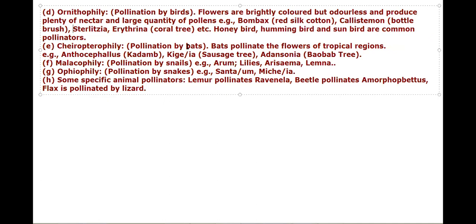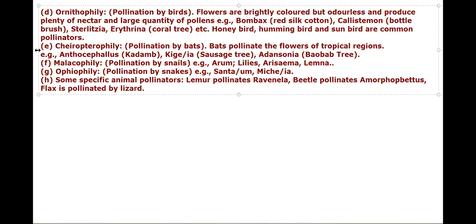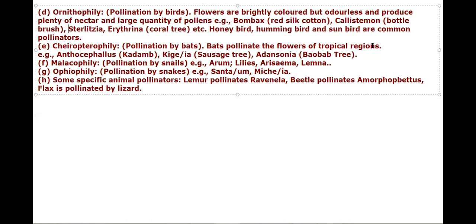Now Chiropterophily is pollination by bats. The example is Kadamba. In our school, if you go to the canteen, a tennis-ball-like fruit falls there, right? Yes, at the entrance of the canteen there is a plant. That is the Kadamba flower, and that is also pollinated by bats.